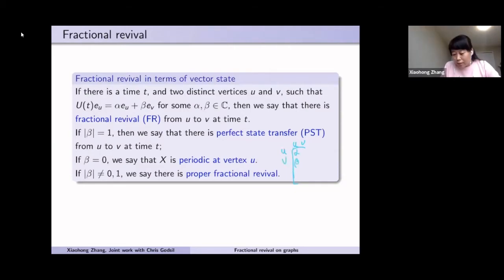So there is a fractional revival from u to v. We have the two parameters alpha, beta, and everything else is 0. Recall our matrix is symmetric, so this VU entry is also beta. See, there's a gamma here and some non-zero unknown scalars.